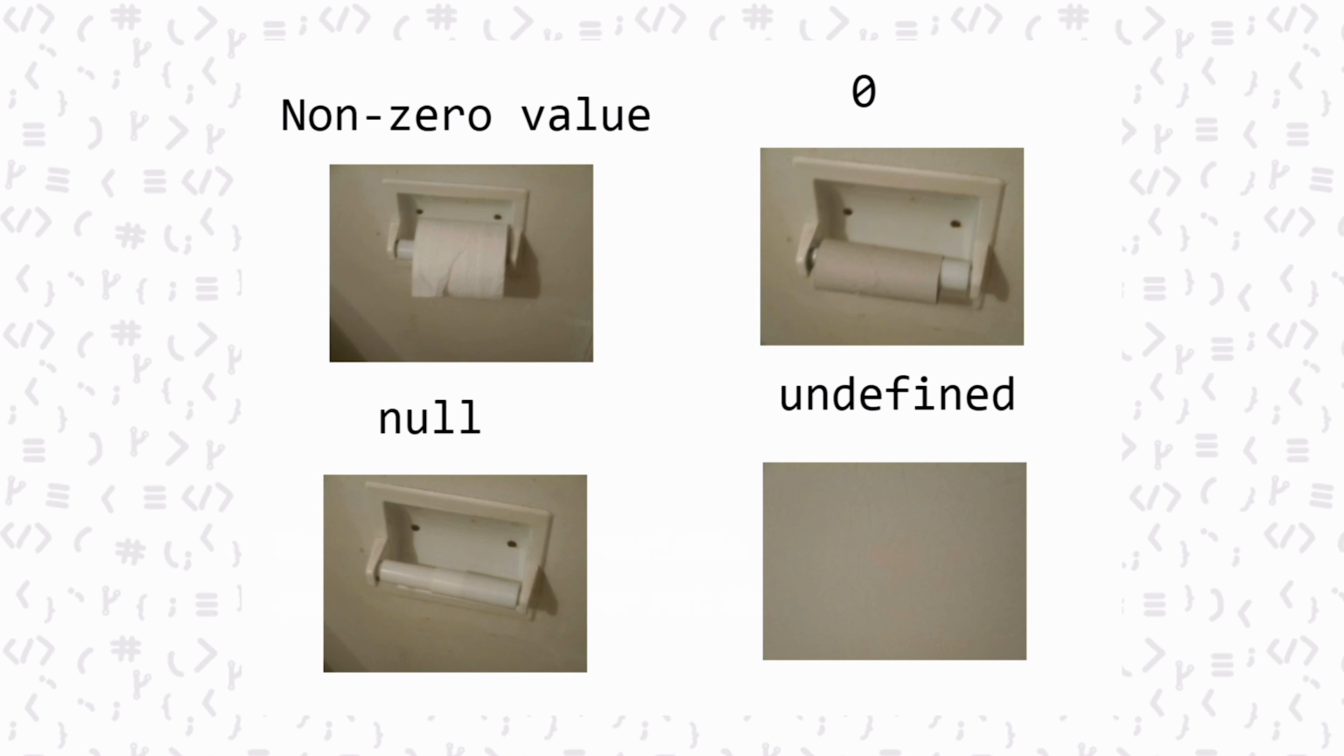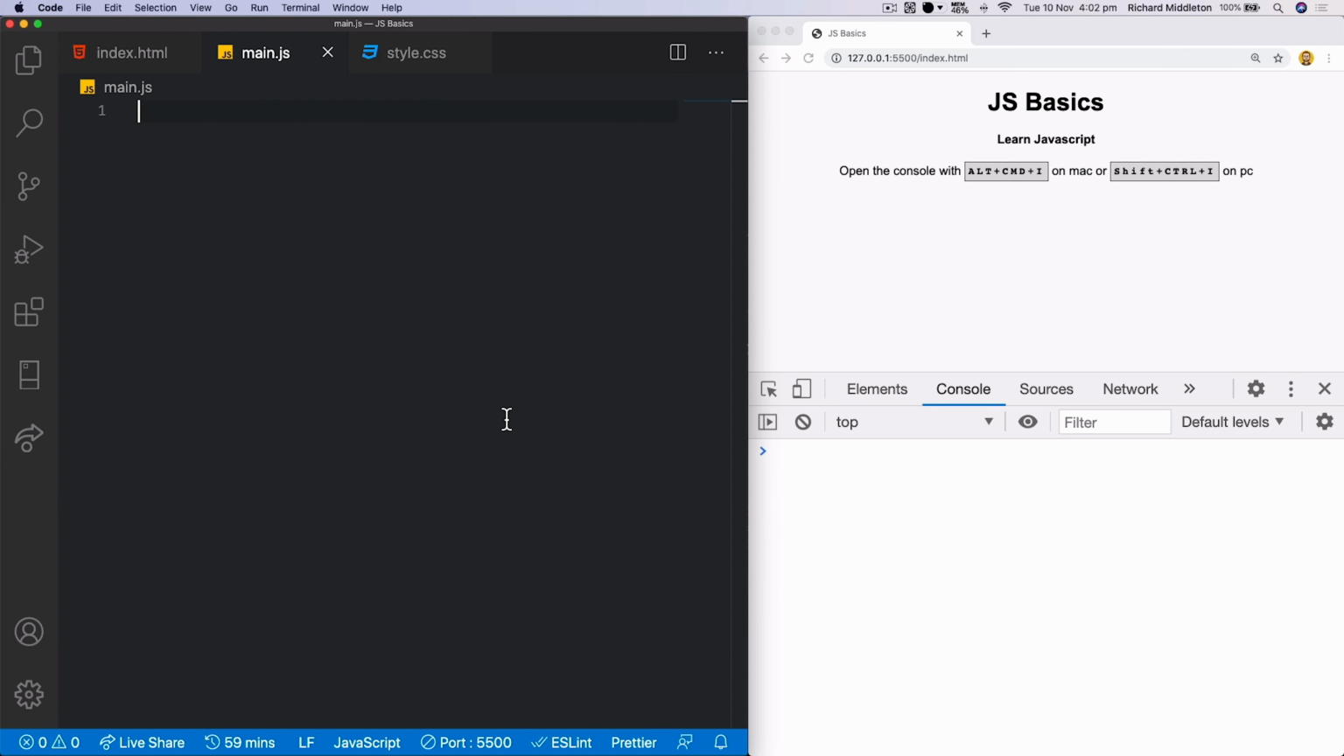So this is a really good meme that represents it. So non-zero value, we have things, one piece of toilet paper. 0 is a value. We know there is no toilet paper left. Null means we are set up, the toilet paper holder is there, but we don't have any value assigned to it. So it's null. And undefined means it just doesn't exist. We don't have it. So let's show you how that works.